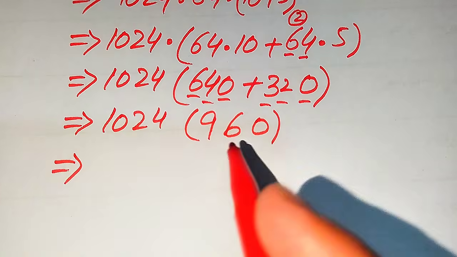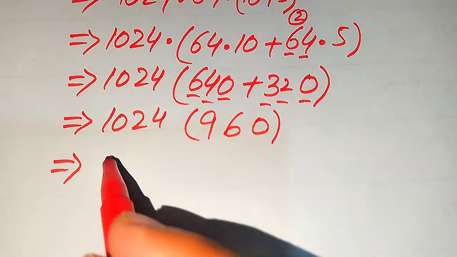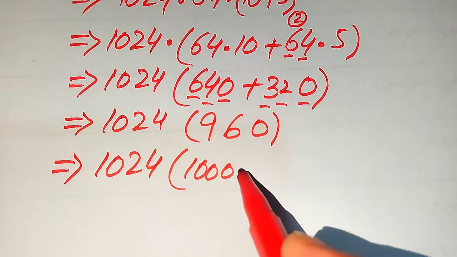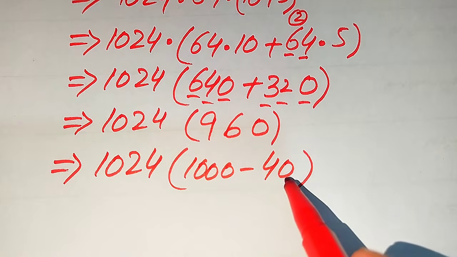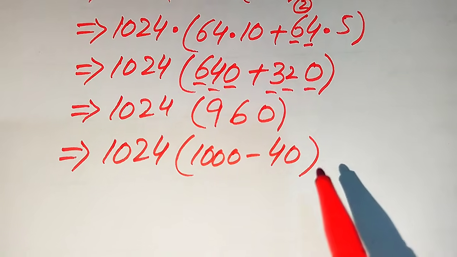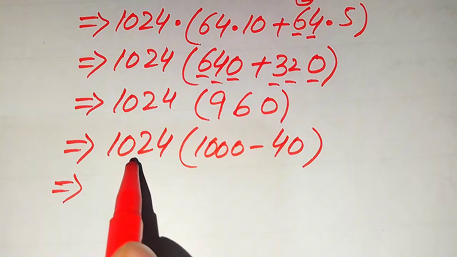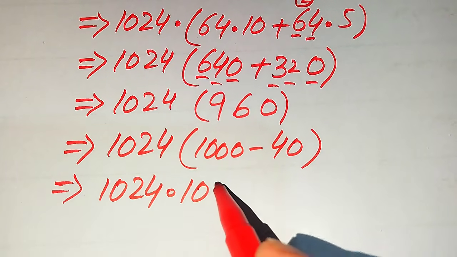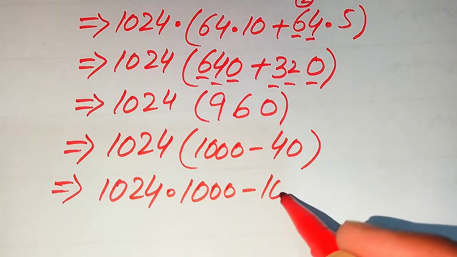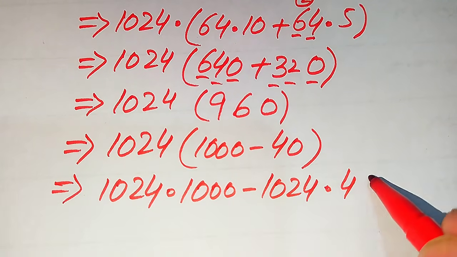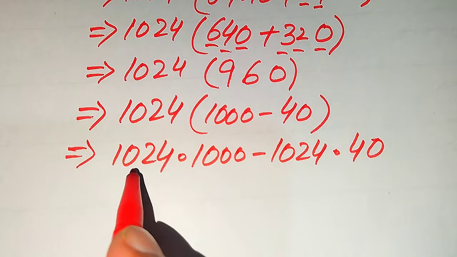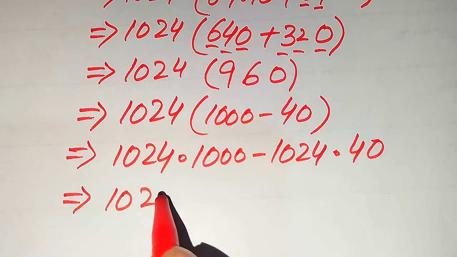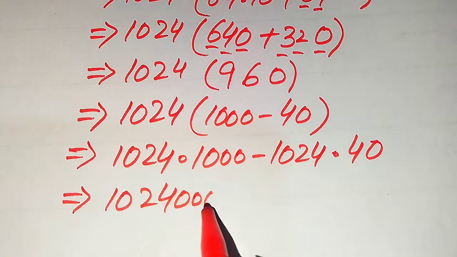And in the next step we break this 960 in this form: 1024 multiplied by 960, and 960 is written as 1000 minus 40. We know that 1000 minus 40 is equal to 960. Now we multiply 1024 separately with both of these terms, and it will be written as 1024 multiplied by 1000 minus 1024 multiplied by 40. When we multiply this number by 1000, you can just append these three zeros and it will become 1024000 minus.